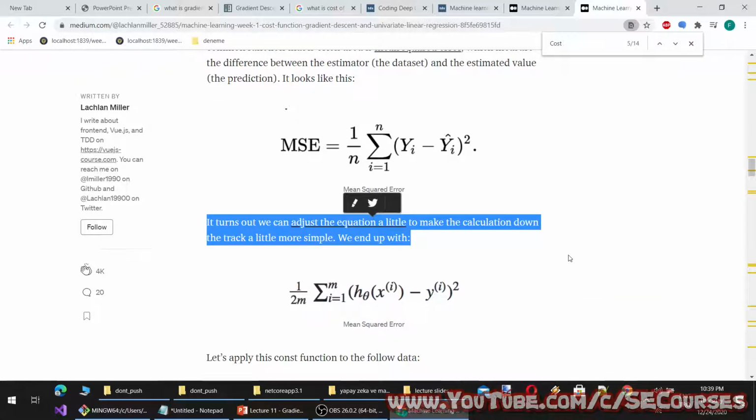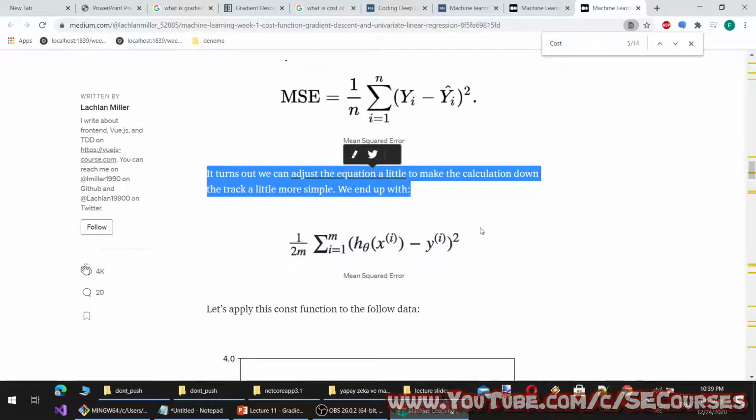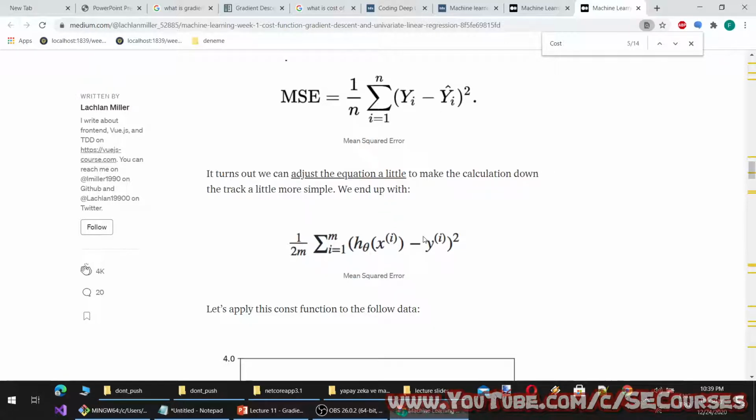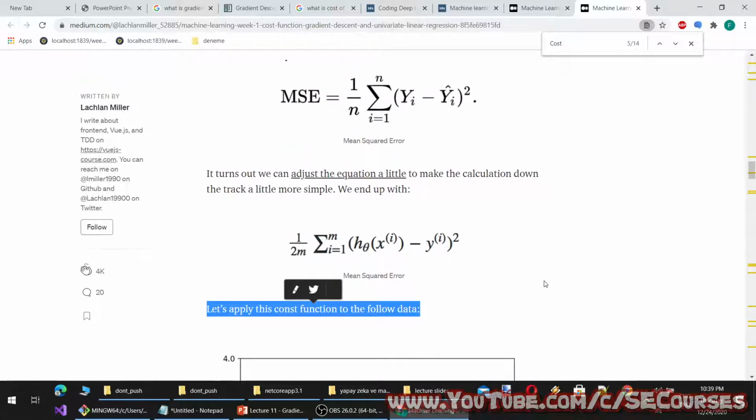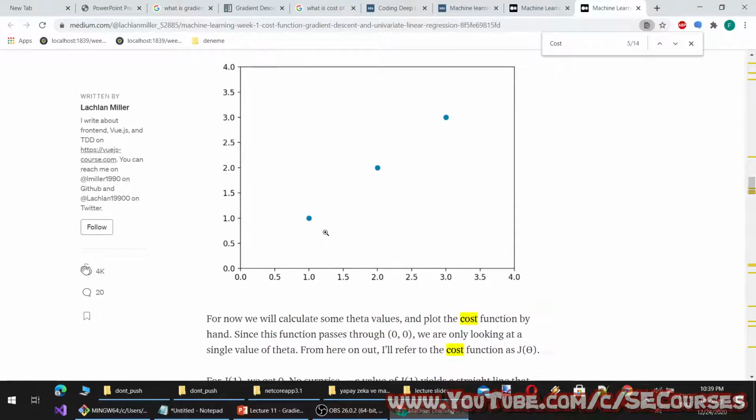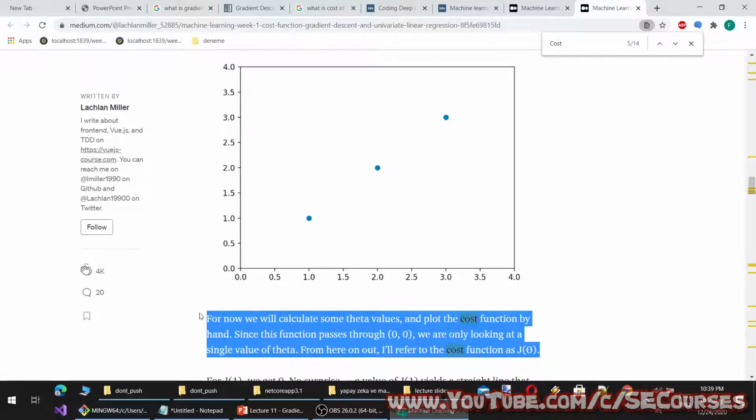It turns out we can adjust the equation a little to make the calculation down the track a little more simple. So it can also be defined like this. Let's apply this cost function to the following data. For now, we will calculate some theta values and plot the cost function by hand.